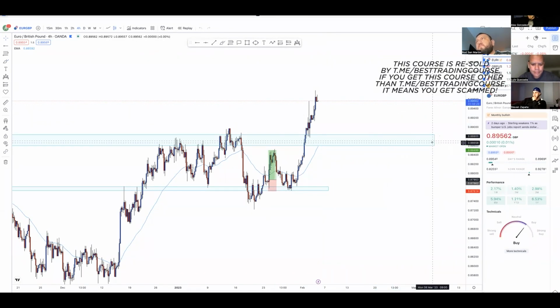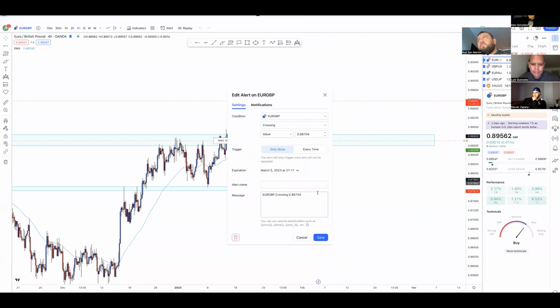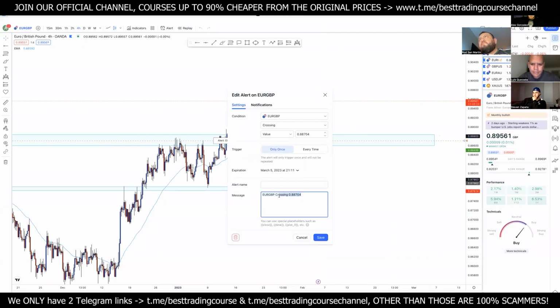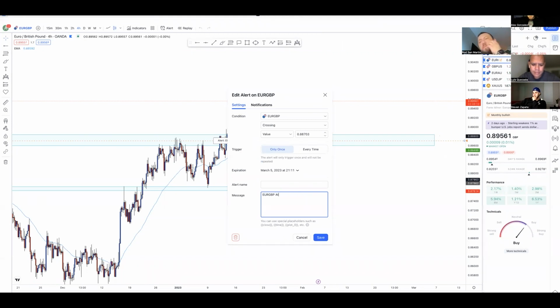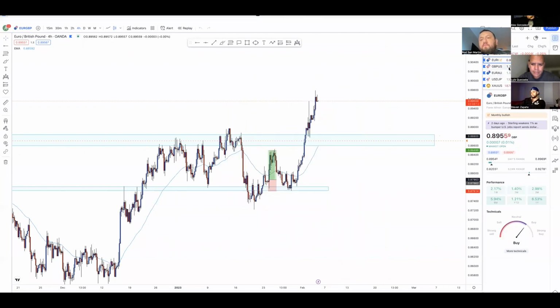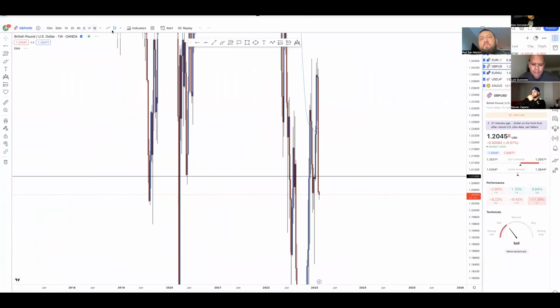So we're just going to put an alarm here in the middle of the zone. We'll put it at area of interest, right? This is that. GBP USD.